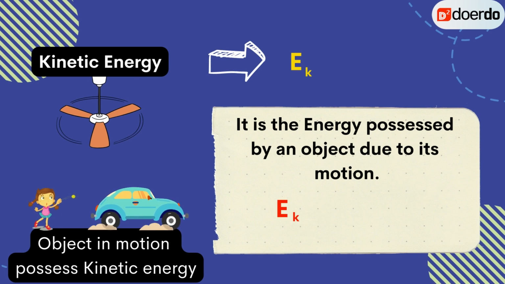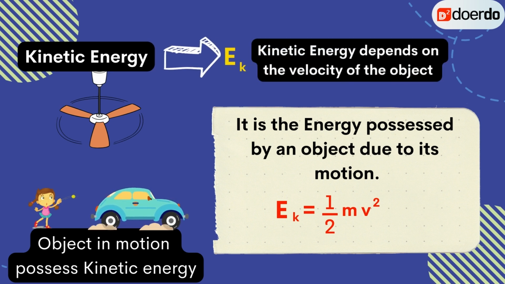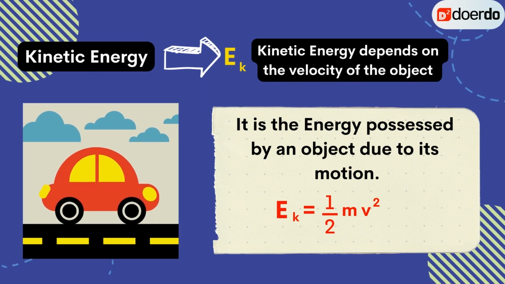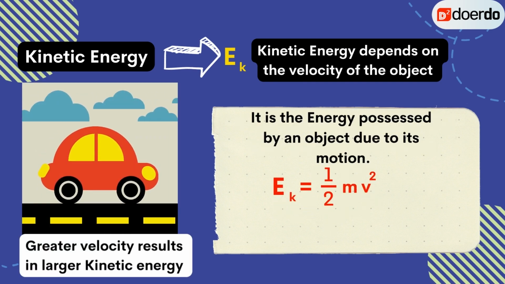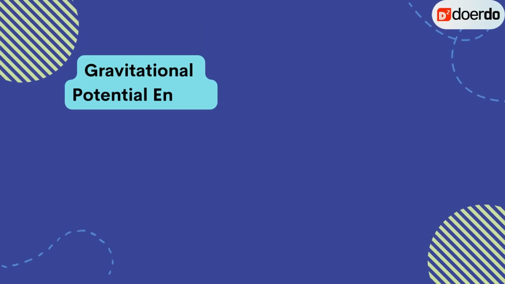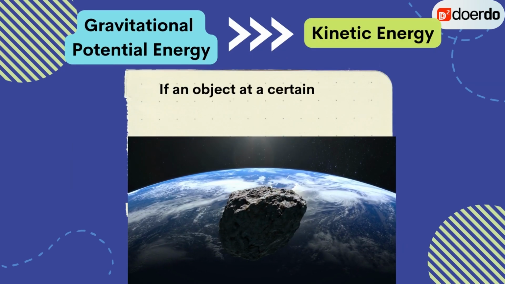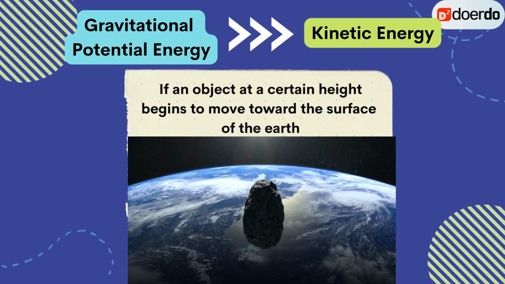Mathematically, it is given as half times mass times velocity squared. Kinetic energy is directly dependent on the velocity of an object. If the object is moving with a greater velocity, it will have a larger kinetic energy. Gravitational potential energy can be converted into kinetic energy if an object at a certain height begins to move toward the surface of the Earth.